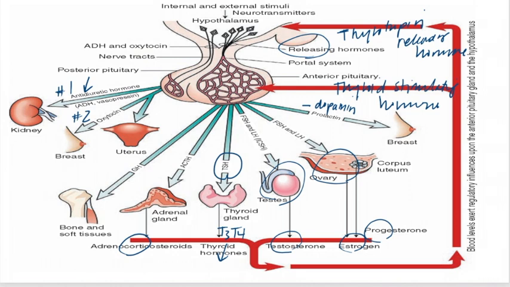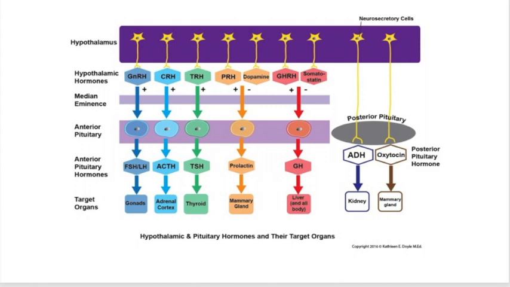The next slide really helps you see where we have positives and negatives. So we have gonadotropin releasing hormone, corticotropin releasing hormone, thyrotropin releasing hormone. Those are the hypothalamic hormones. Then they travel through to the anterior pituitary. We have the anterior pituitary hormones, FSH, LH, ACTH, TSH, and then the target organs.